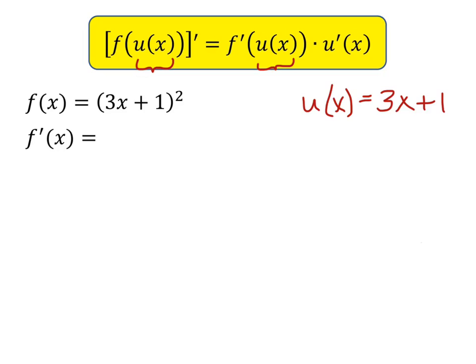Let's take a look here at f of x. f of x is a composition function. The inside function is 3x plus 1. You could think of that as your u of x, your u substitution, that is plugged into the square function.